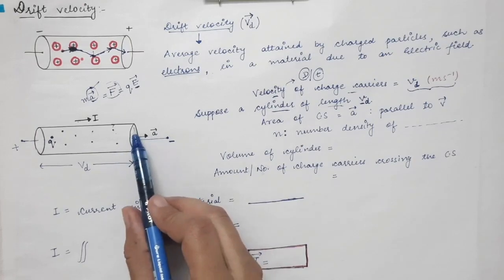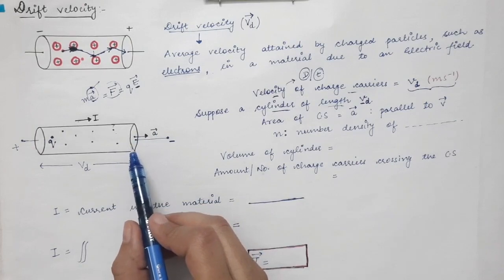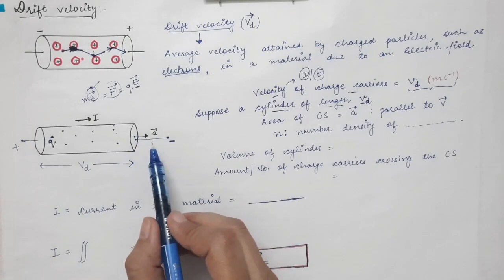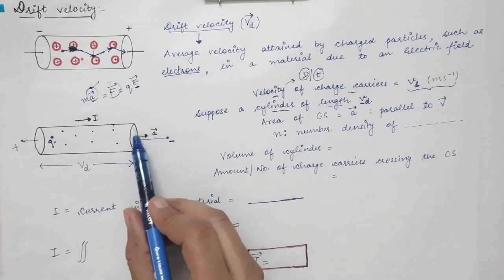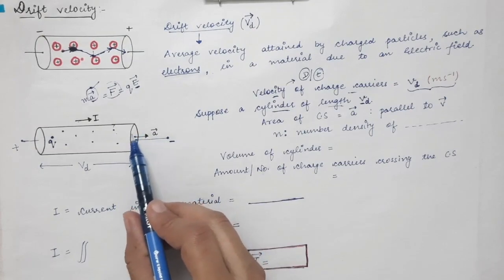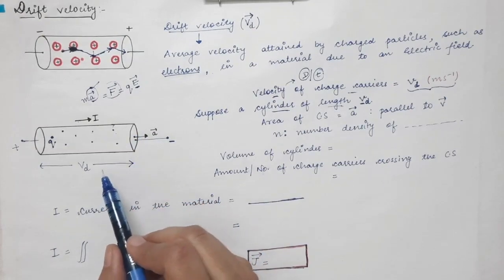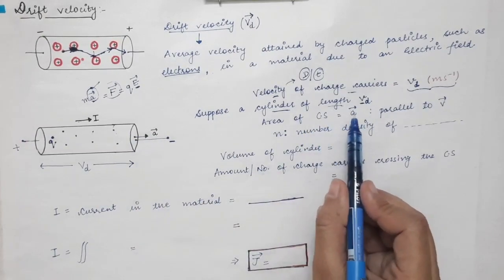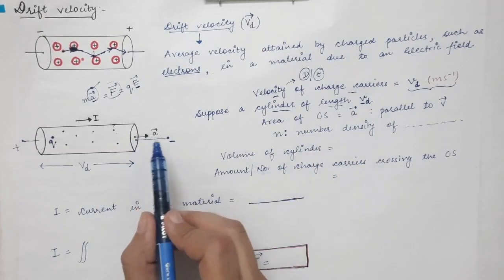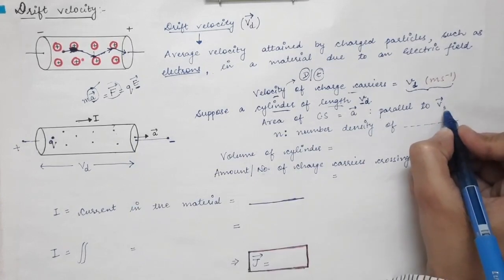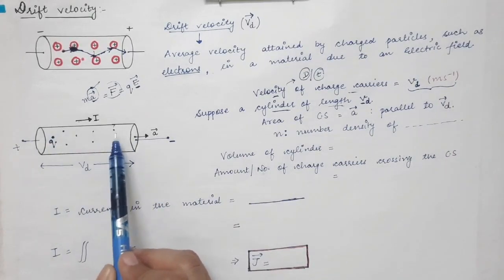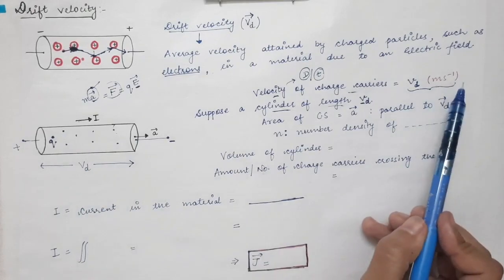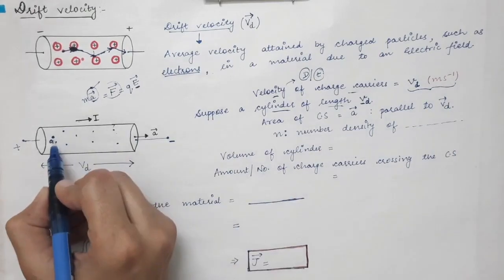The magnitude of the A vector will just give us the surface area. It will just give us the value of this cross section. So the area of the cross section is given by the A vector, and this is parallel to the Vd vector. Every charge carrier will have a velocity of Vd meters per second. It will be moving in this direction.